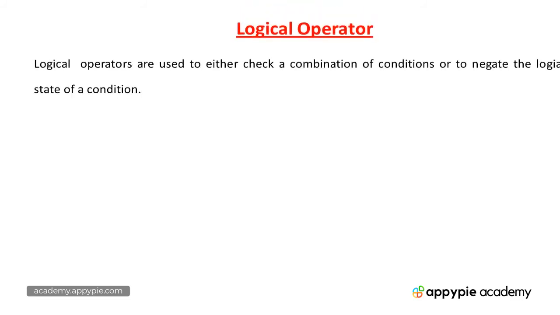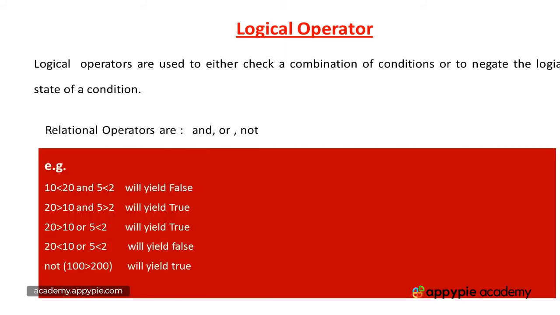Okay. Now we come to logical operators. Logical operators are used to either check a combination of conditions or to negate the logical state of a condition. Let me explain it this way. There are three logical operators: and, or, not. I'm sorry, I have mistakenly written relational operators on the slide. These are not relational operators, these are logical operators: and, or, not. I'm sorry for that.